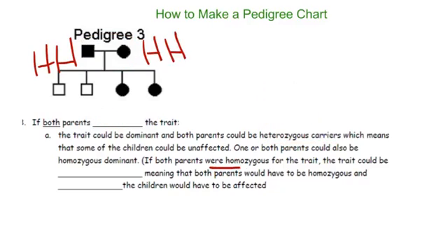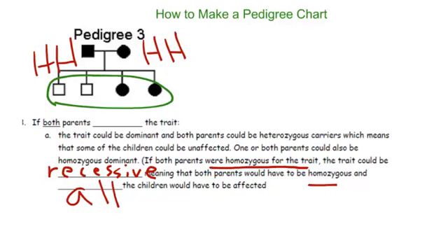But if both parents were homozygous for the trait, then the trait could be recessive. This would mean that both parents would have to be homozygous and all of their children would have to be affected. If you look back up here, you can see not all of these children are affected, so we definitely don't have a homozygous trait.